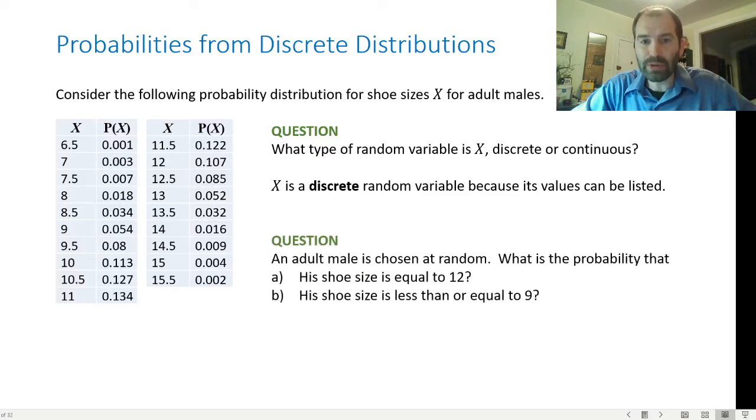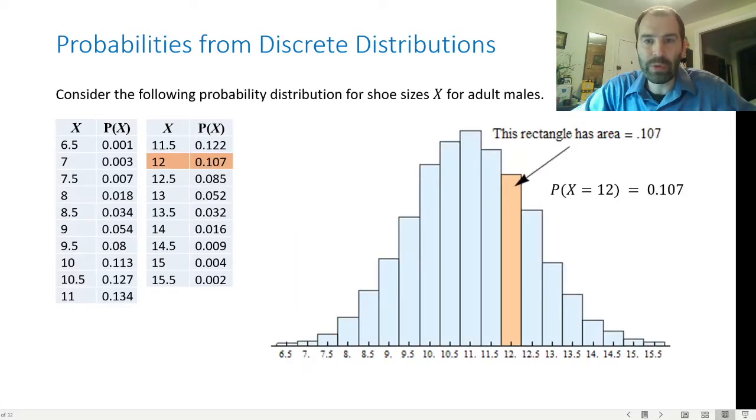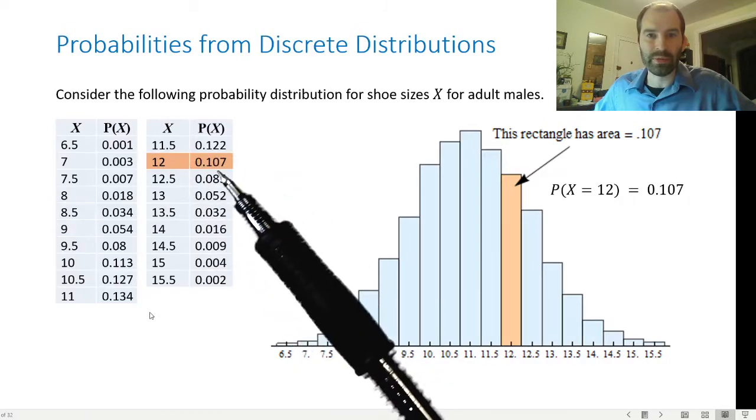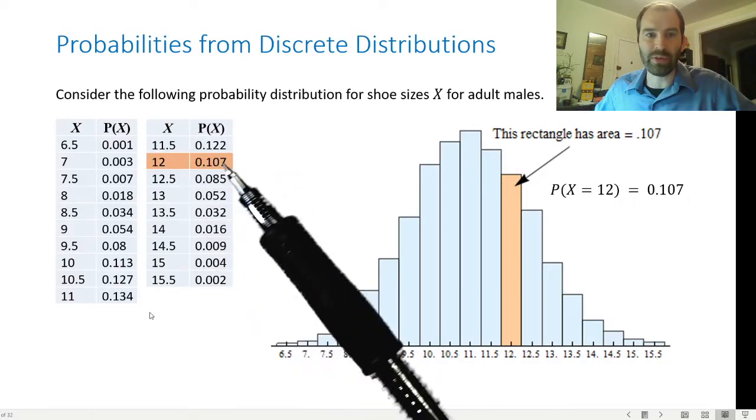Now, suppose we choose an adult male at random. What is the probability that his shoe size is equal to 12? And perhaps we want to know, what is the probability that a shoe size is less than or equal to 9? How do we answer these? Well, we simply look at the distribution. You can look at the table for the probability that x is equal to 12, and it's written right here. So that's the answer, 0.107.